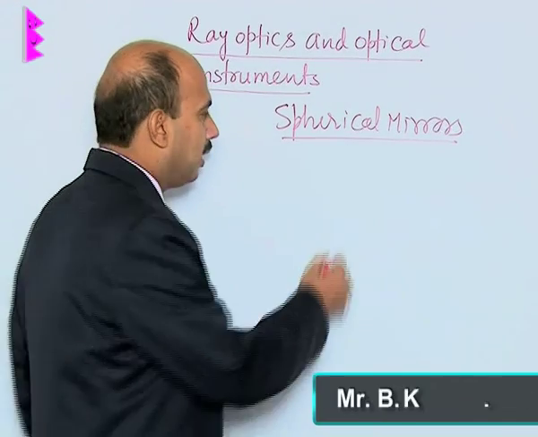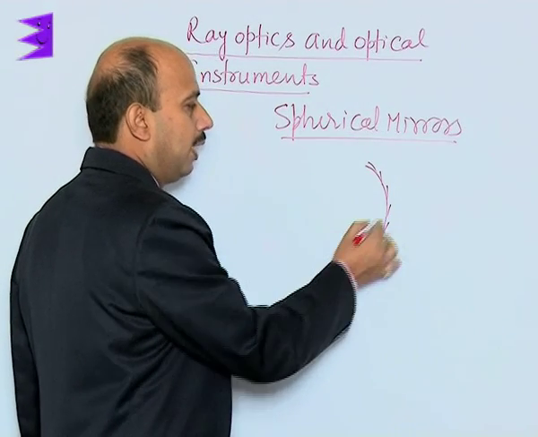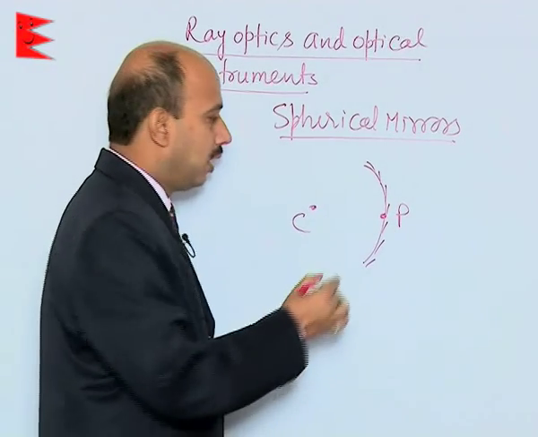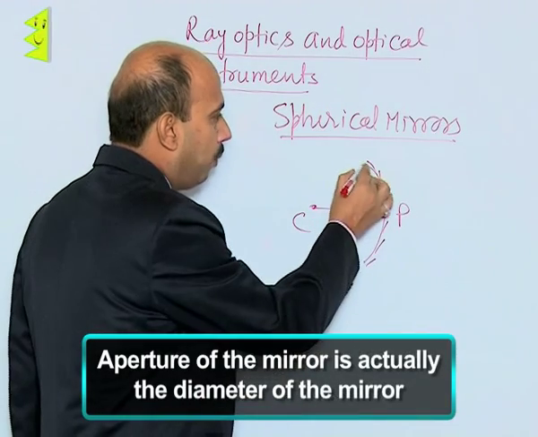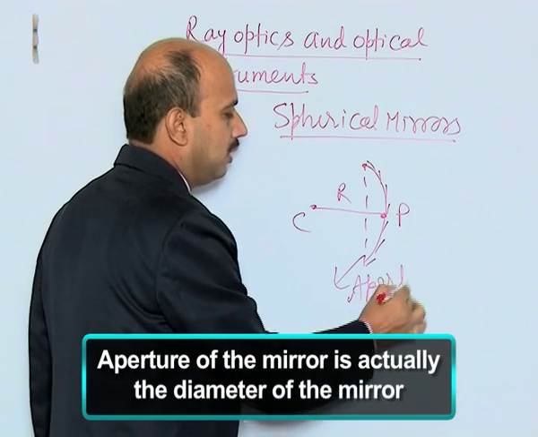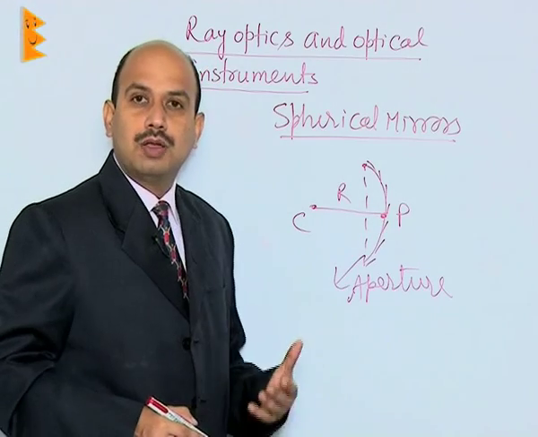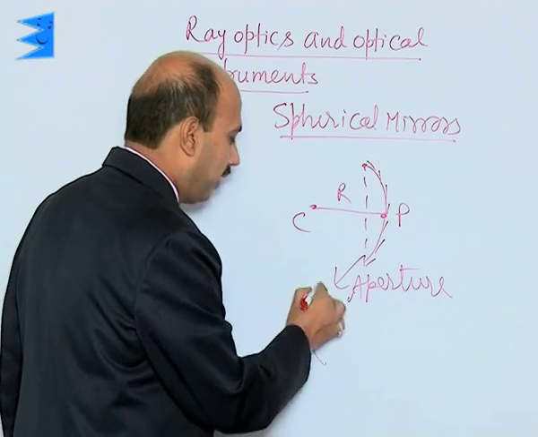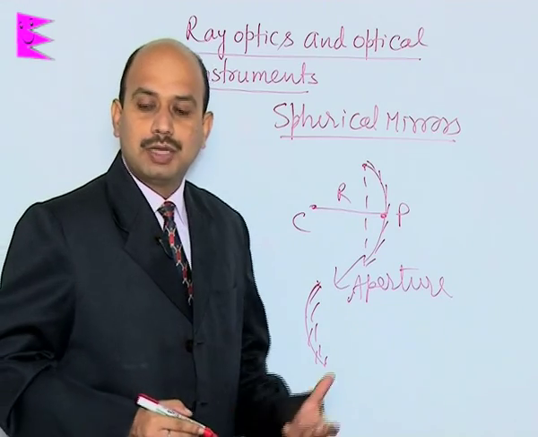Now see, in a spherical mirror like a concave mirror, just as we have done, this is the pole, this is the center of the sphere of which it is a part, and this line is known as the radius of curvature. This opening of the mirror is known as the aperture, the linear aperture, and the aperture of the mirror is equal to the diameter of the mirror. Similarly, if you take a convex mirror, it also has an aperture that is equal to the diameter of the mirror.